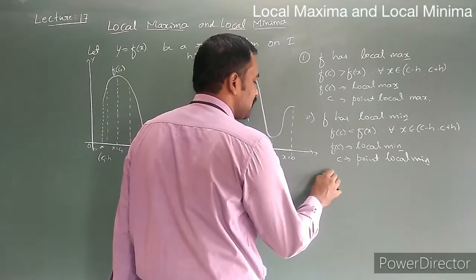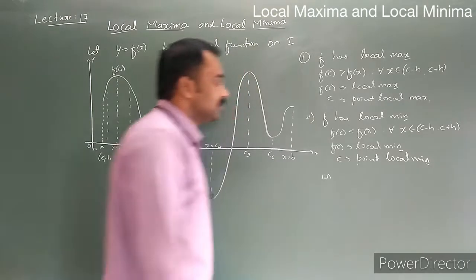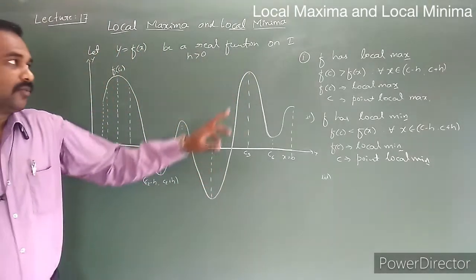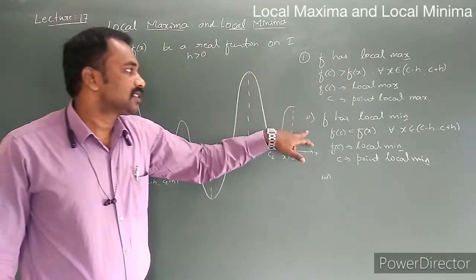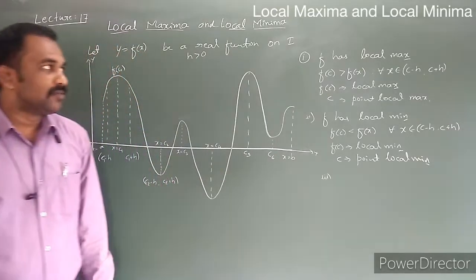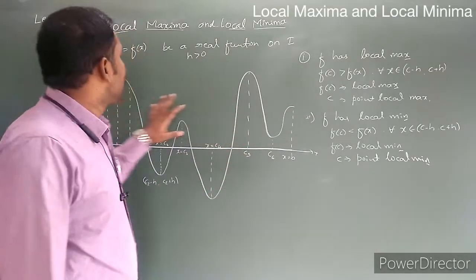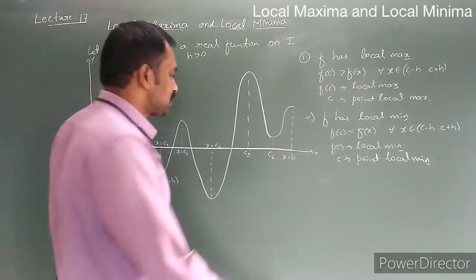Then the third case. What is the third case? The first case is local maxima, the second case is local minima. So here local maxima and local minima are clear.